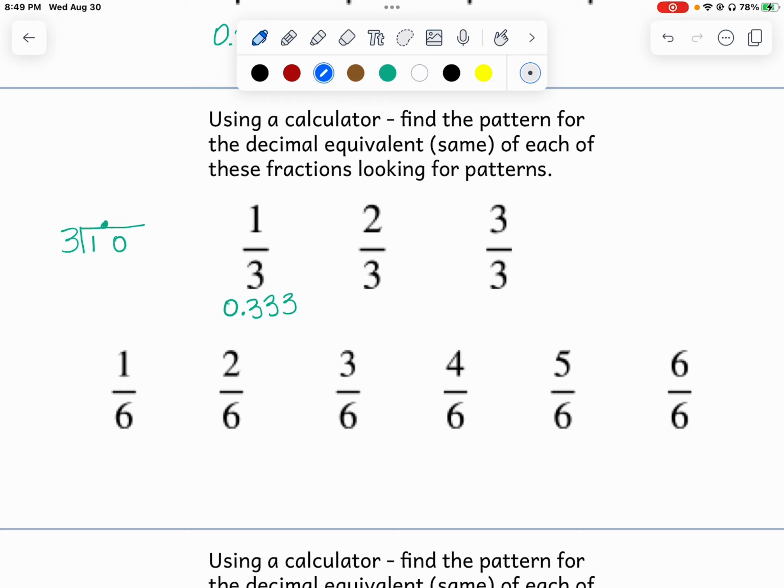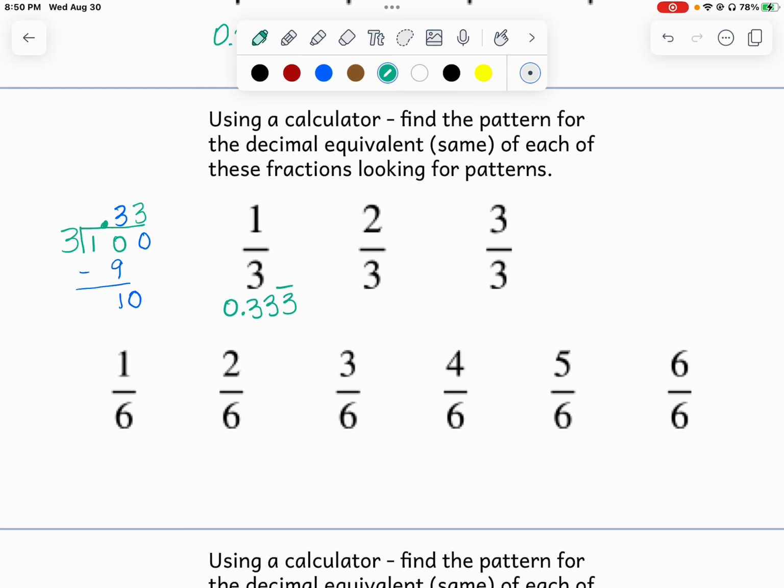Then you see how many groups of 3 you can pull out of 10. 3, 6, 9, 3 groups. You subtract the 9 that you're pulling out, because that's how many are in 3 groups. And you're back with a 1. Add a 0, bring down a 0. Oh, wait, we're just going to keep ending up with that. That's how we get 0.333 repeating.